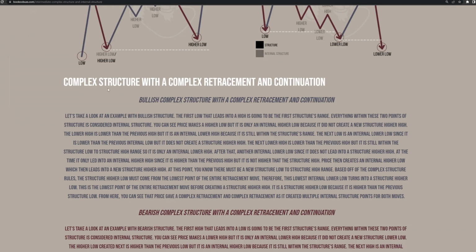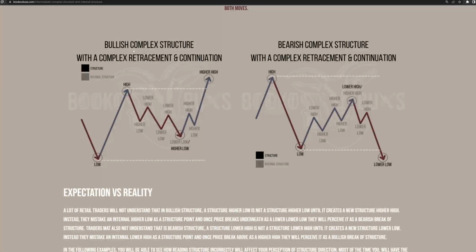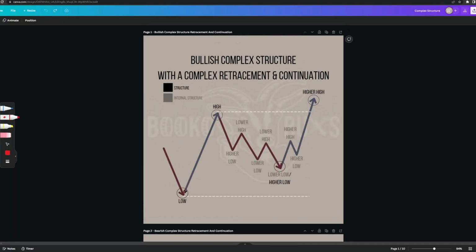So here, complex structure with a complex retracement and continuation. I showed you examples of a complex retracement only and complex continuation only. They could come together at the same exact time. So here, bullish complex structure, a complex retracement and continuation. Here we have a low to a high. If you notice, we have complex retracement. That'll be the whole retracement move. And we have complex continuation. Do you guys see how those are both complex now, not just one?